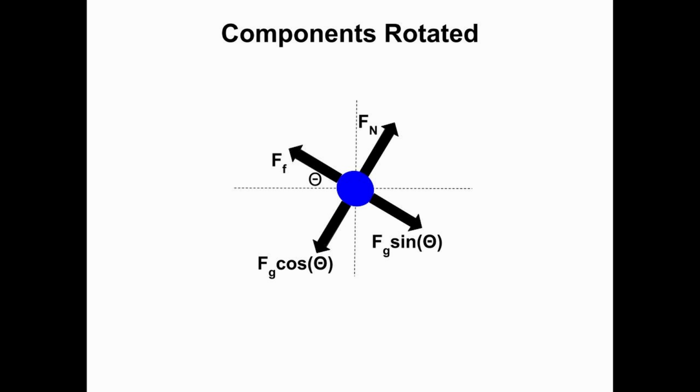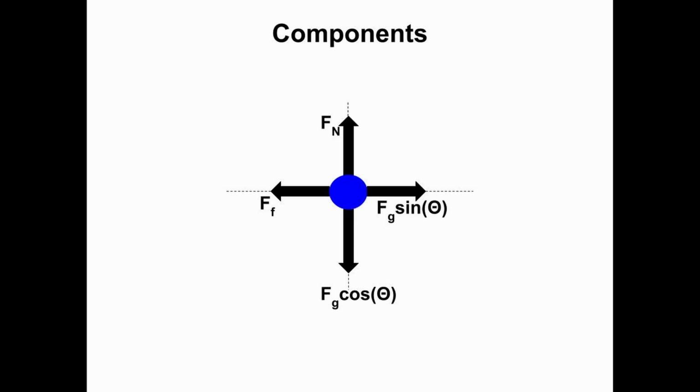I like to think of it like rotating the axis by theta and then breaking up gravity to fit on those axes. Because of the location of angle theta in the bottom right corner of the ramp, the x component of the force of gravity would be represented by Fg sine theta, while the y component would be represented by Fg cosine theta.